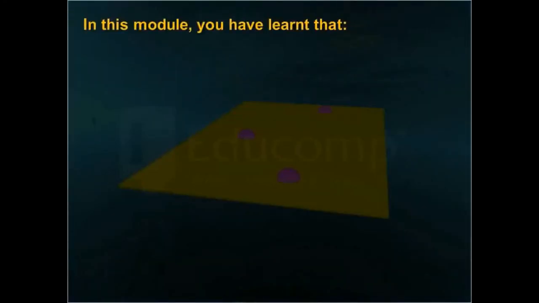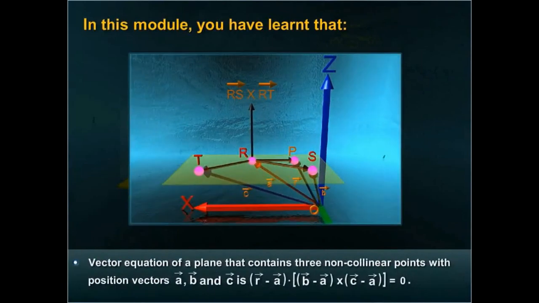In this module, you have learnt that the vector equation of a plane that contains three non-collinear points with position vectors A, B, and C is the dot product of vectors R minus vector A and vector B minus vector A cross vector C minus vector A is equal to 0.